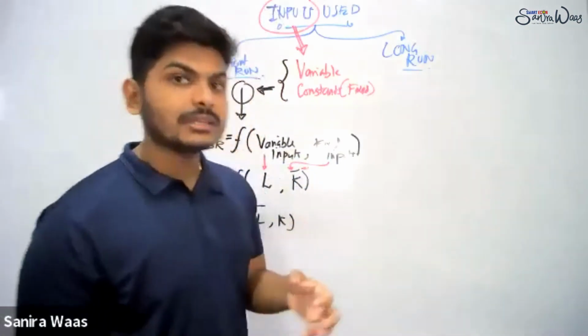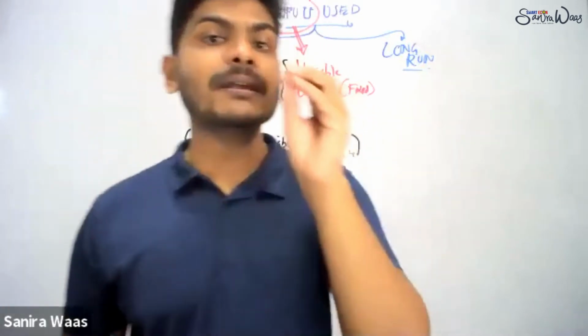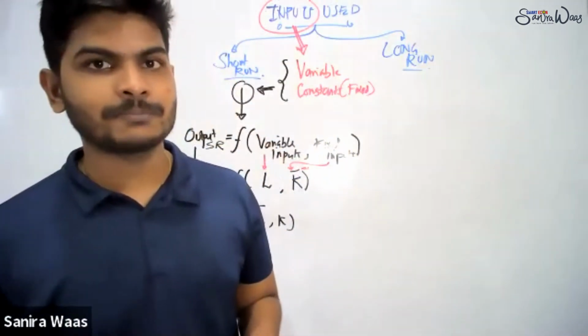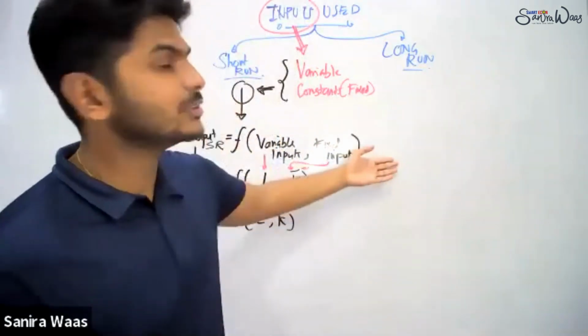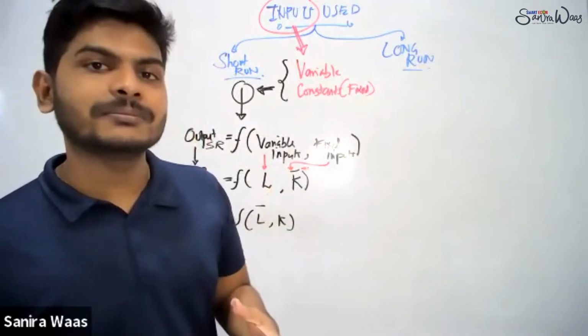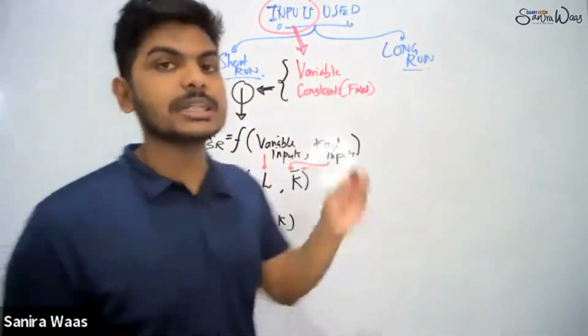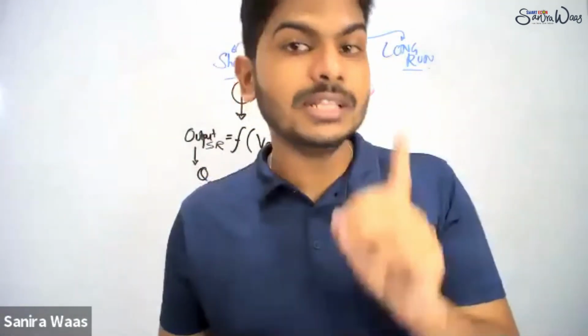But in reality, in the modern context, even capital can be variable, keeping labor constant. In the long run you change capital, right? Capital can be changing, keeping labor constant. The logic is, in the short run, at least one factor is fixed.